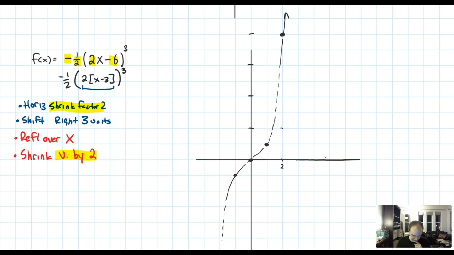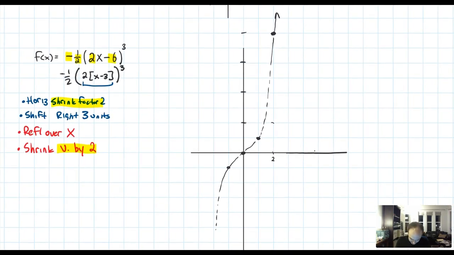Okay, so horizontal shrink is what I've said I'm going to do first, and that means that I'm going to take all of the x values. So 2, 8 is going to become 1, 8. 1, 1 is going to become 1/2, 1, etc. Boom, boom. Let's graph to get a lot skinnier. Then we'll shift it right 3 units.